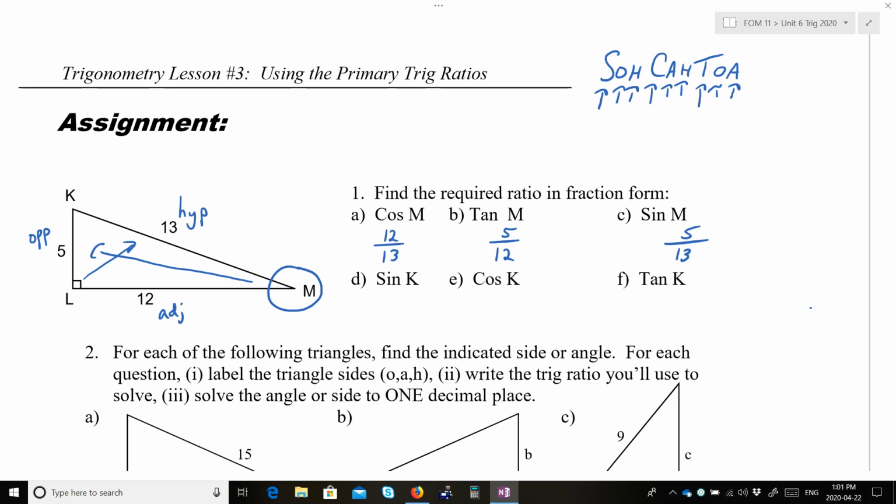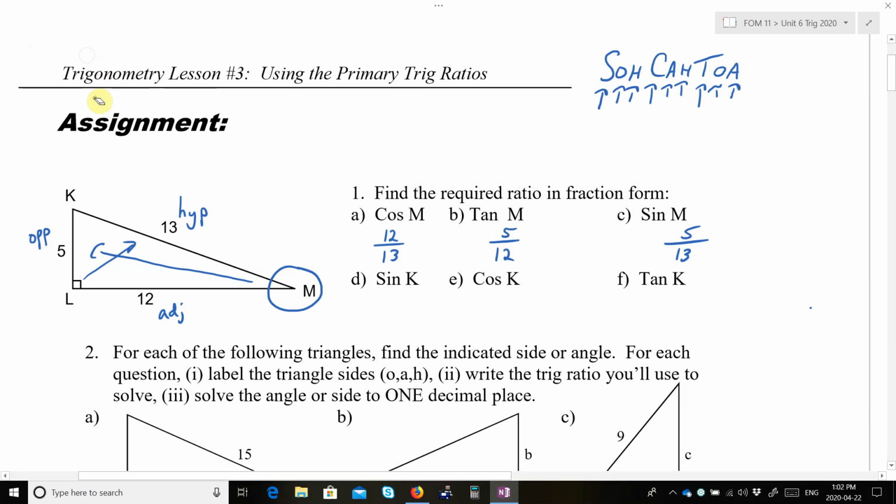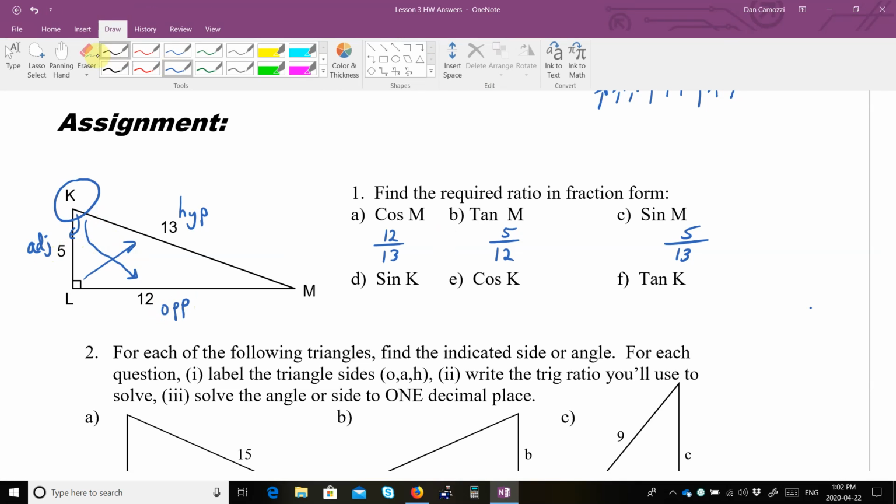Okay, and notice that D, E, and F deal with the angle K, so that's going to change our labels a little bit. Remember the hypotenuse always stays the same, but opposite and adjacent will now switch because we are talking about angle K. So the opposite side to K is 12, and the one that's right beside angle K is the adjacent, that's 5.